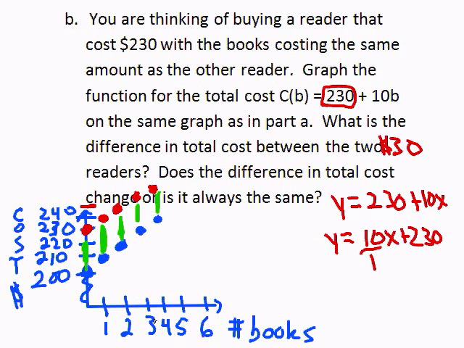So if the difference in cost between the two readers is $30, does that difference in total cost change, or is it always the same? Well, just thinking about the problem, you know that the first reader costs $200, this reader costs $230, so that change will never be different. So it will always be the same. And again, that shows up on the graph as the points being separated by the same amount every single time.